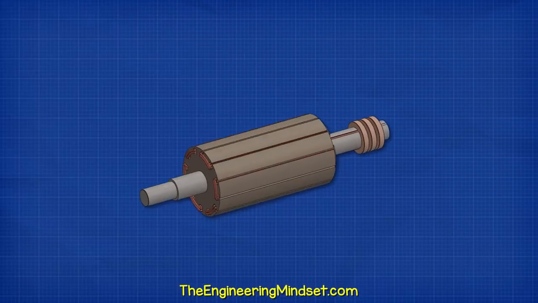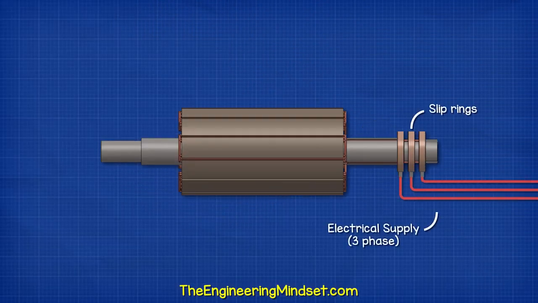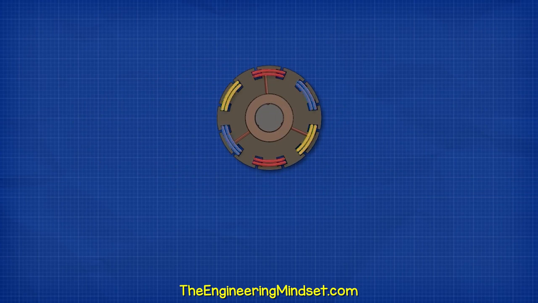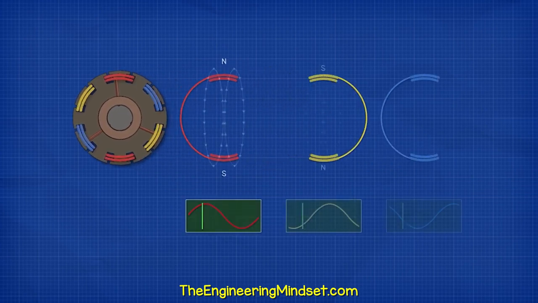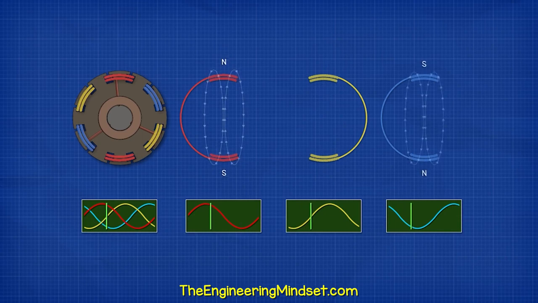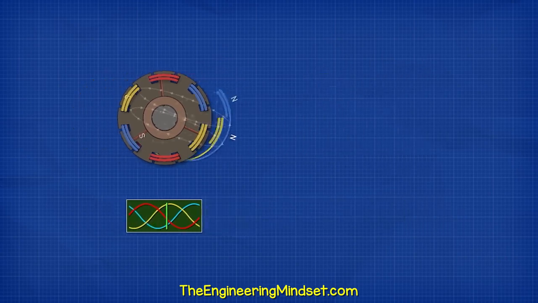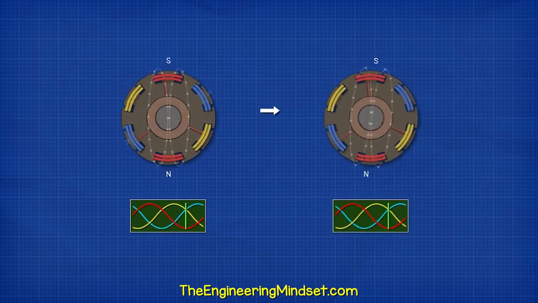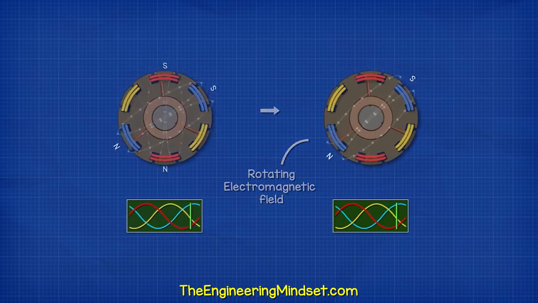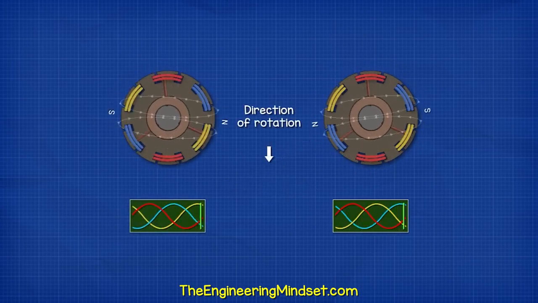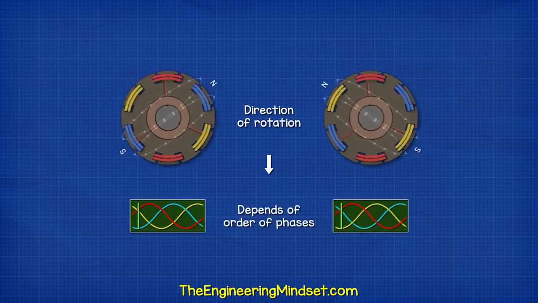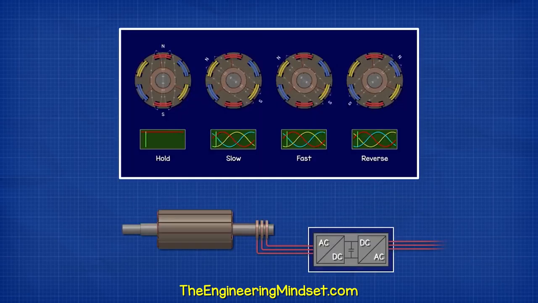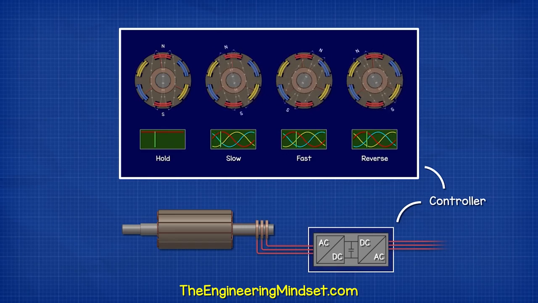The rotor is connected to a 3-phase electrical supply via the slip rings. Each coil produces an alternating magnetic field at slightly different times based on the AC frequency which is applied. These are positioned around the rotor so that they combine and create an equivalent rotating electromagnetic field. The direction of the rotation depends on the timing of the phases. A controller determines the frequency and also the direction of the rotating electromagnetic field.